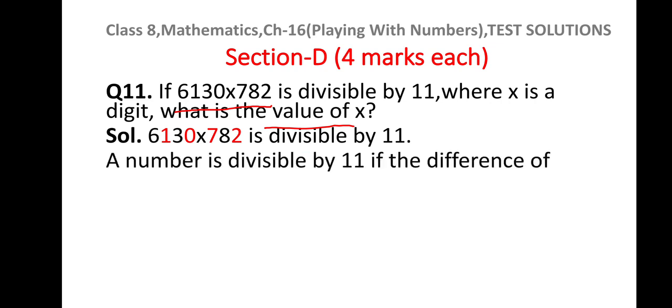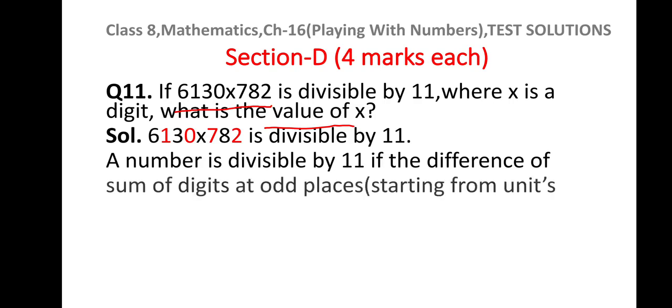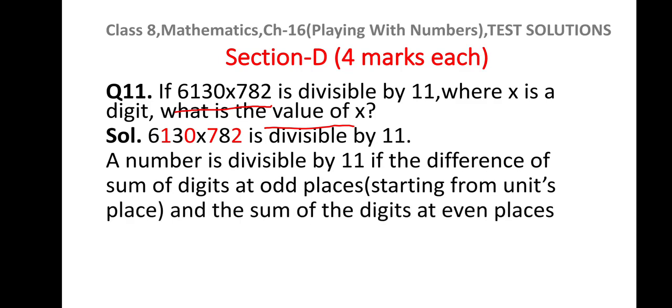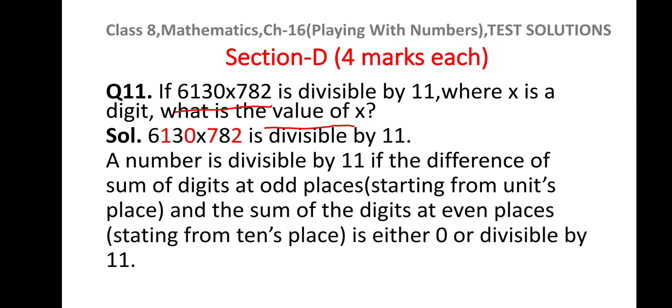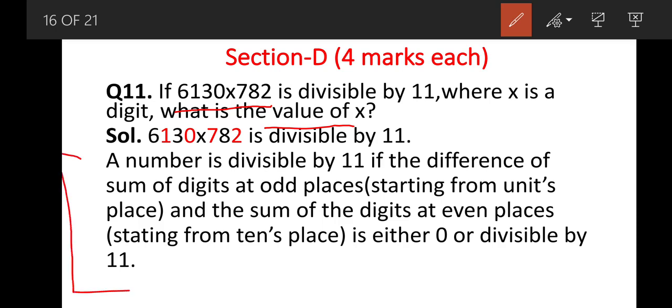A number is divisible by 11 if the difference of the sum of the digits at odd places starting from units place and the sum of the digits at even places starting from tens place is either 0 or divisible by 11. This is the divisibility rule of 11. You should be well aware of this, then only you will be able to solve the question.